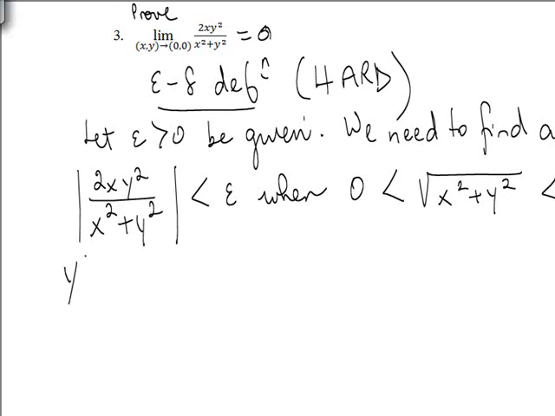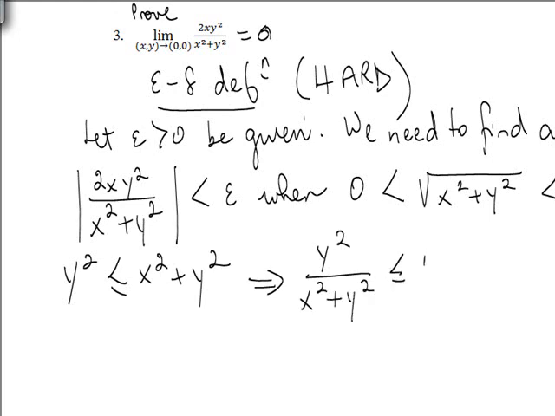So, y squared, follow me, is less than or equal to x squared plus y squared. Agreed? So this implies, divide both sides by x squared plus y squared, y squared over x squared plus y squared is less than or equal to 1. I just divided. And you may say, okay, why am I doing this? Because you see this little thing, the x squared plus y squared is at the bottom. So I'm getting there, right?